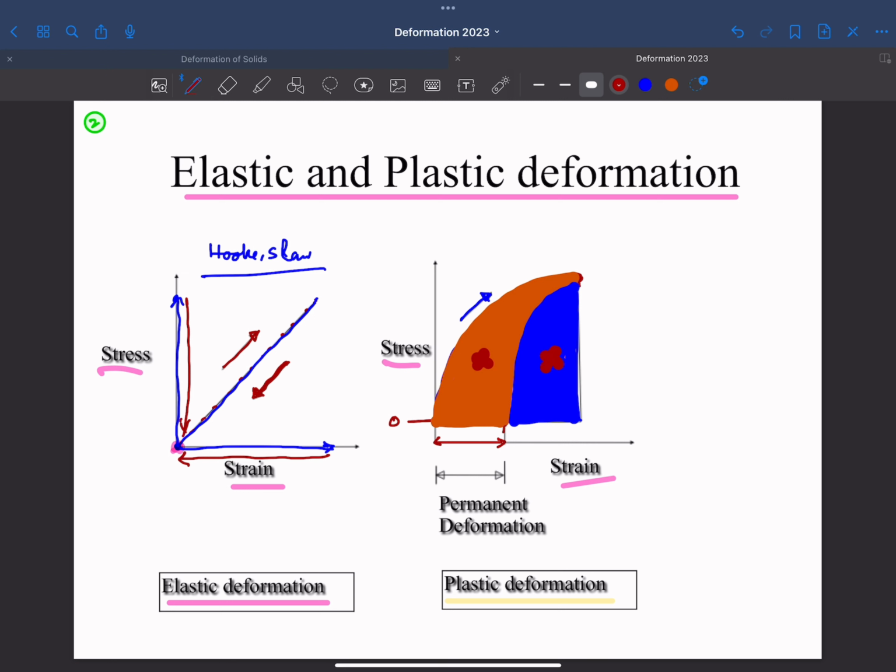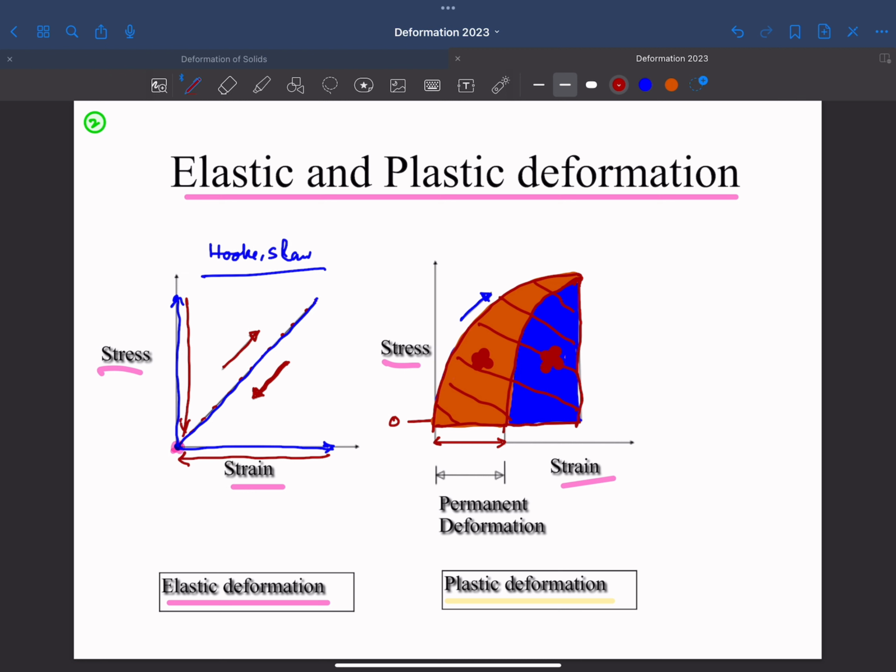So whether you are using the force and extension graph, or you are using the stress strain graph, remember this part, where you have the permanent extension. This part is showing you the energy absorbed in the system and not recovered, and this will be the part of the energy which has been recovered. And as I said, if you draw this complete area under the curve, this will be the total work done on the system.